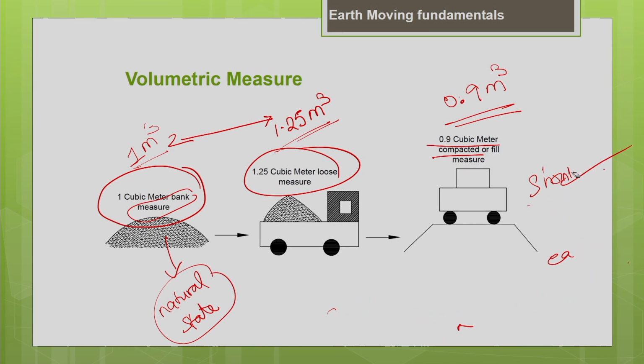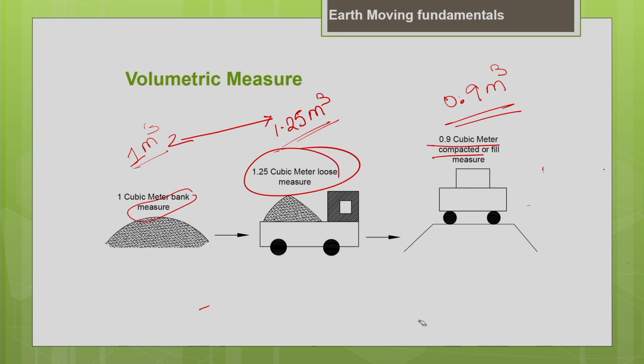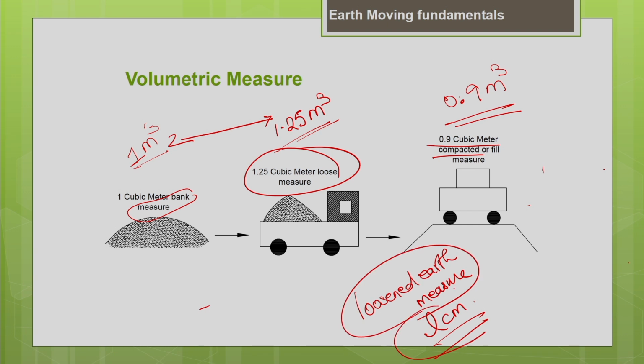One thing we have to keep in mind is, when you do the volumetric estimations, when you do your productivity estimation and you are expressing the volume of the particular material, you should maintain some consistency. For example, you are going to estimate the productivity in terms of loosened earth, loosened cubic meter. In that case, you have to consistently use this particular volumetric measure. When you do the estimations of your productivity, you have to consistently use the volumetric measure.